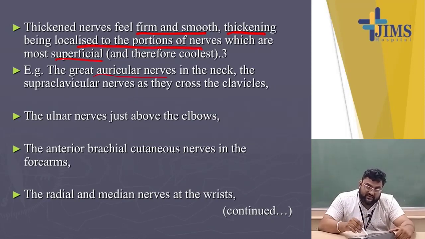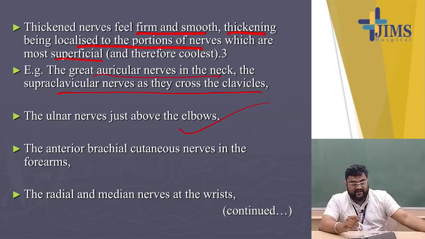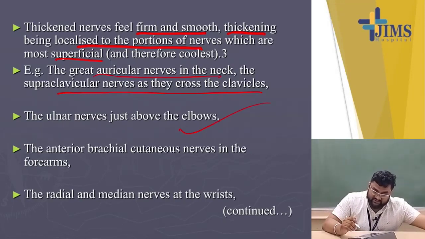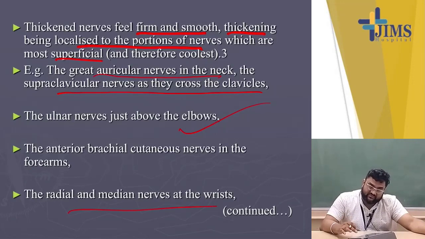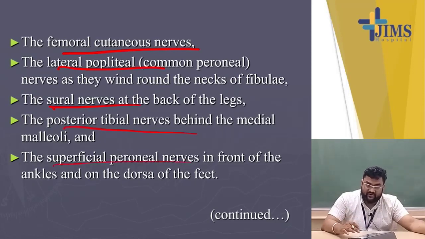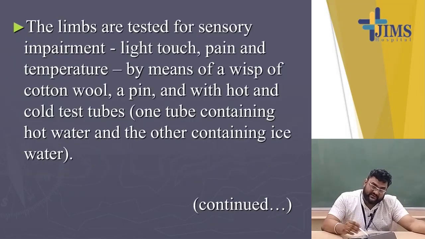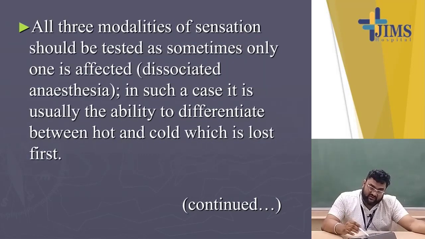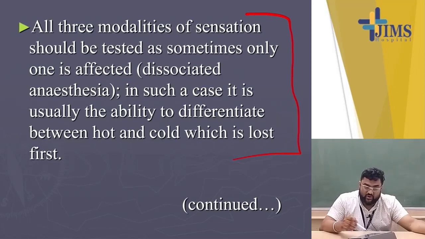The great auricular nerves in the neck, the supraclavicular nerves as they cross the clavicles, the ulnar nerve just above the elbow, the anterior brachial cutaneous nerves in the forearm, the radial and median nerves at the wrist, the femoral cutaneous nerves, the lateral popliteal nerves, the sural nerves, the posterior tibial nerves, the superficial peroneal nerves. The limbs are tested for sensory impairment like light touch, pain and temperature and other things. All the modalities of sensation should be tested, as sometimes only one is affected.